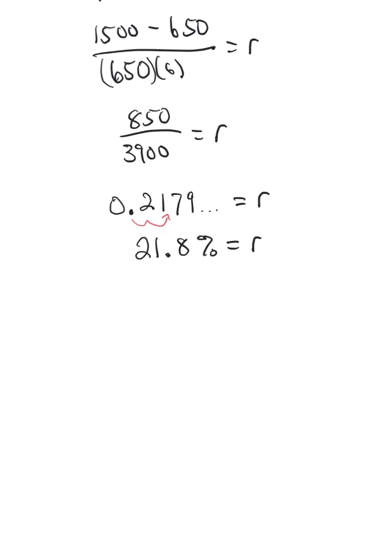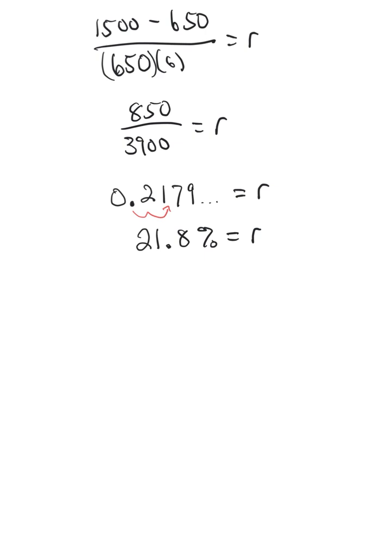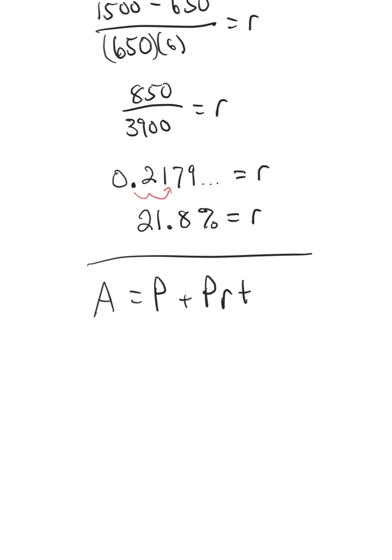Now, the other way that you could have done this problem is if you went back to the original. So this is kind of up to you, where you could plug those numbers in first and then solve for R in case you are not as comfortable working with all those variables yet. However, you should try to be comfortable with either of these methods in the long run. So plugging in 1,500 equals 650 plus 650 R times 6. And then solving this equation for R.